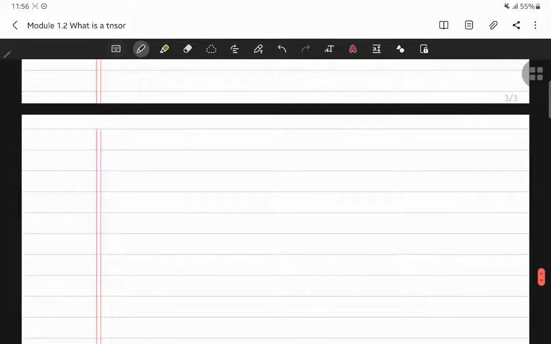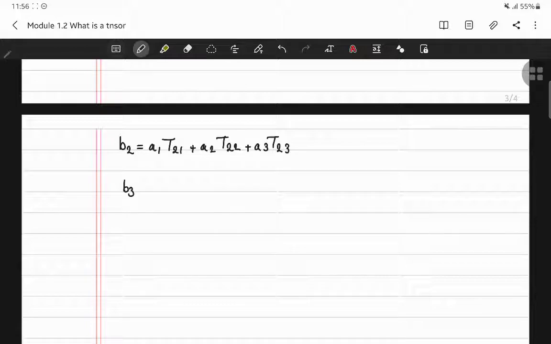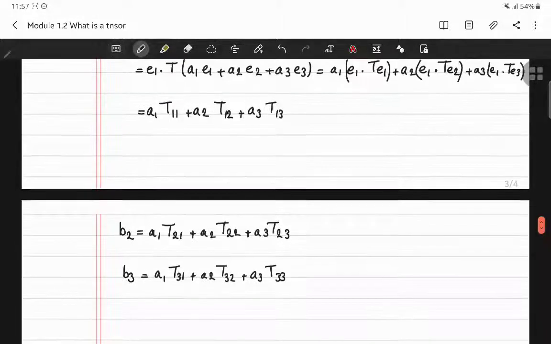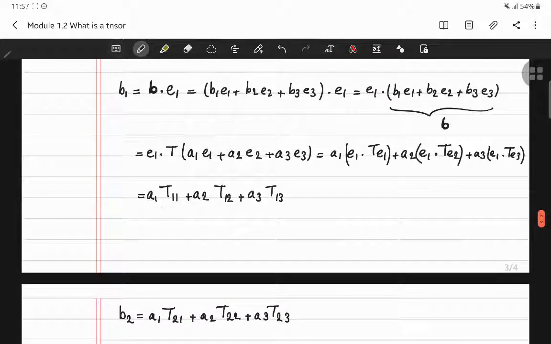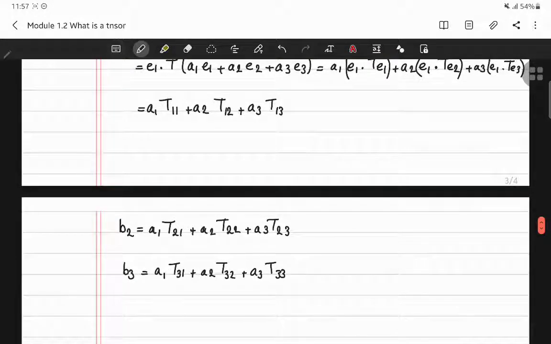If you do the same for B2, you will get A1 T21 plus A2 T22 plus A3 T23, and B3 is equal to A1 T31 plus A2 T32 plus A3 T33. So this is B1, this is B2 and B3.